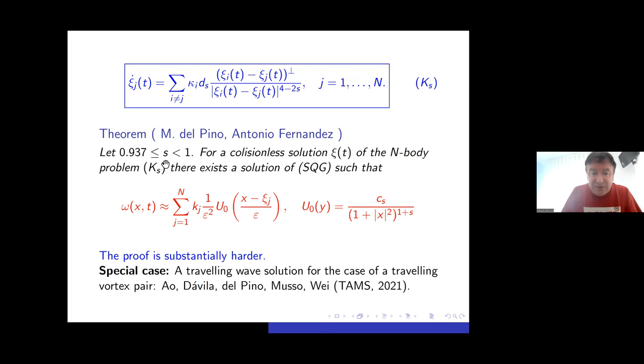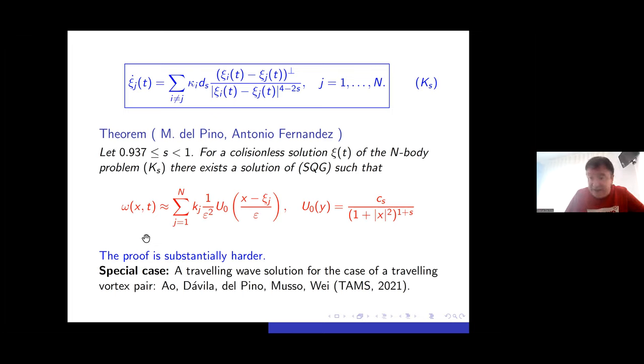So what we find is that if you have a collisionless solution, say of T now of this N-body problem, then we can find a solution with vorticities centered at those points with this form, where now U0 is this variation of the Kaufman-Schooley vortex, the fractional Kaufman-Schooley vortex, if you wish. This is actually nothing but the corresponding Talenti bubble for the critical Yamabe equation, but for the fractional case, okay? The result looks the same. Maybe one could be a little disappointed by this constraint, however, for our method so far, it is essential.